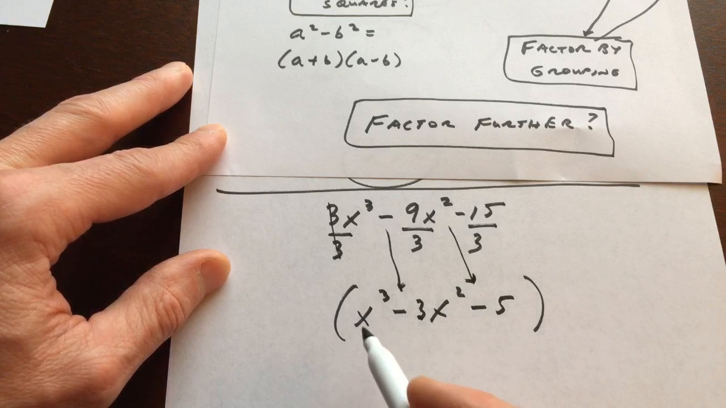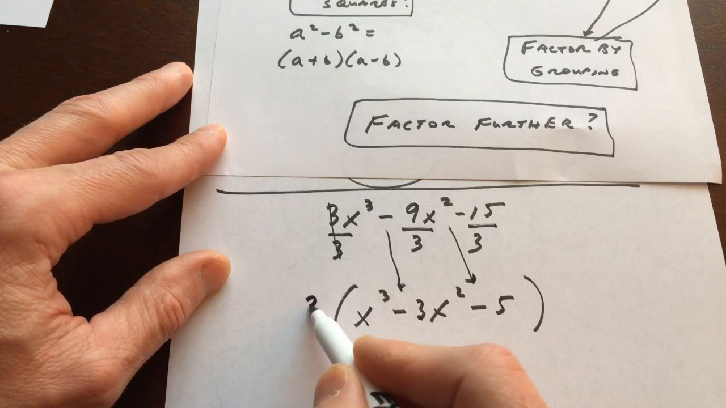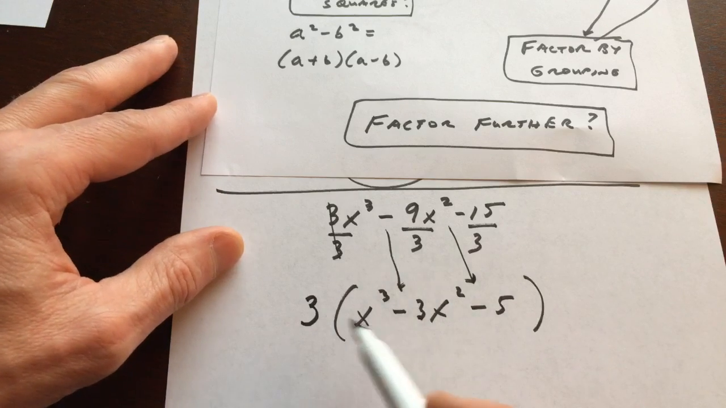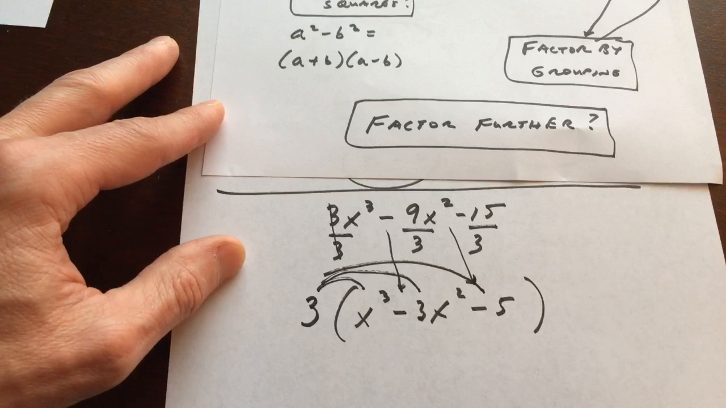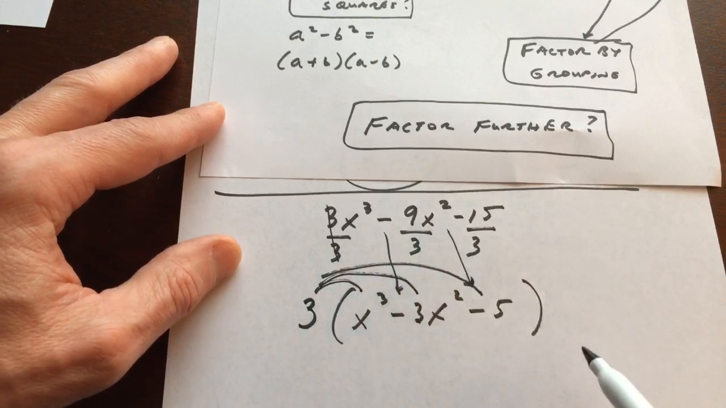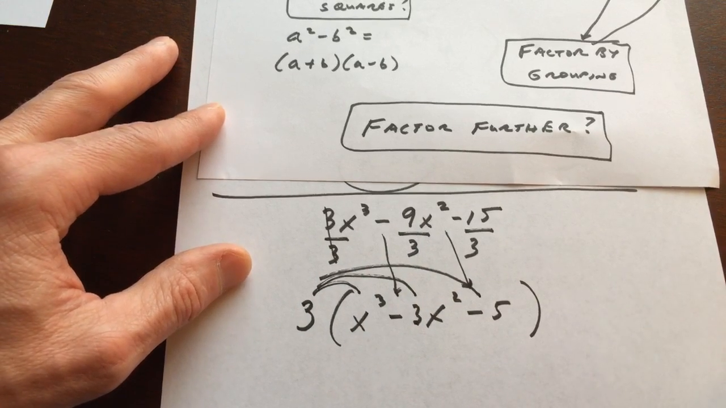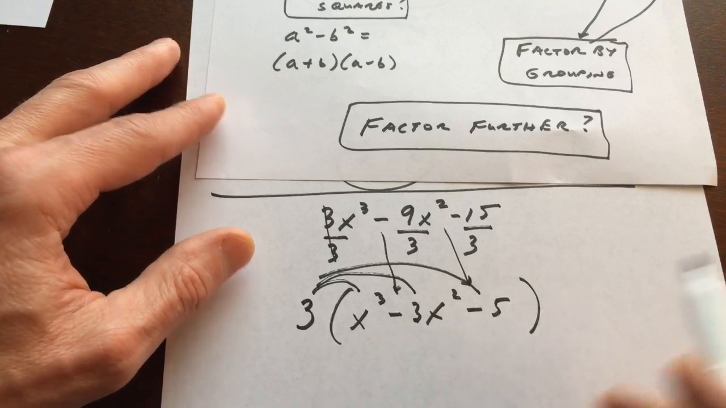Now what happens to the 3? Well, the 3 doesn't go away. It's still going to be there. It's going to be in front of the parentheses, so that if we were to distribute that 3 back into the parentheses, we're going to get back that original trinomial. Okay, so are you with me so far? So first step is the greatest common factor.